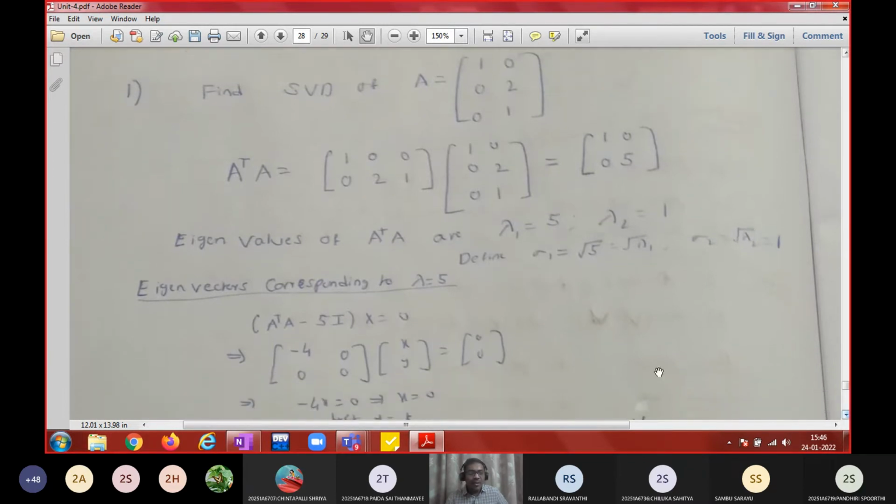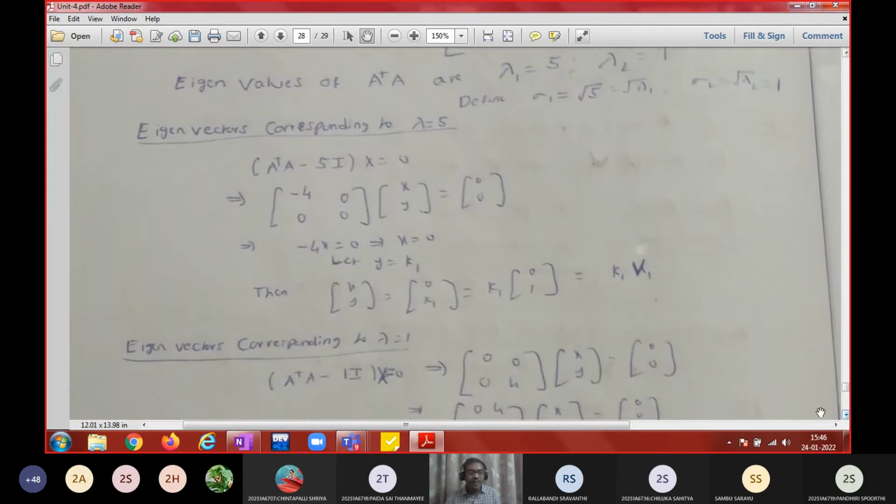Now find the eigenvectors corresponding to lambda equal to 5. For what matrix? For this matrix. You know how to find eigenvalues and eigenvectors. Because these two are eigenvalues for this matrix, I want the eigenvectors corresponding to these two eigenvalues with reference to this matrix. And you know the procedure to find eigenvectors corresponding to an eigenvalue: solve the system of linear equations.